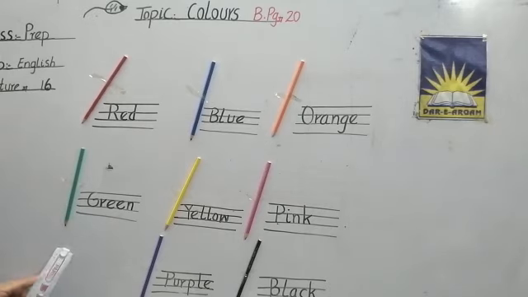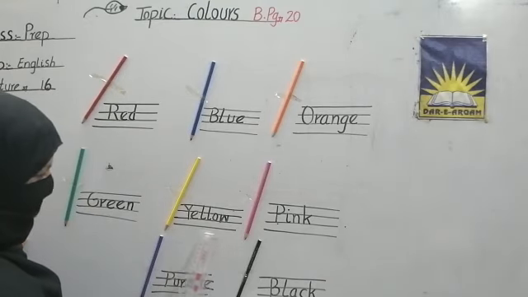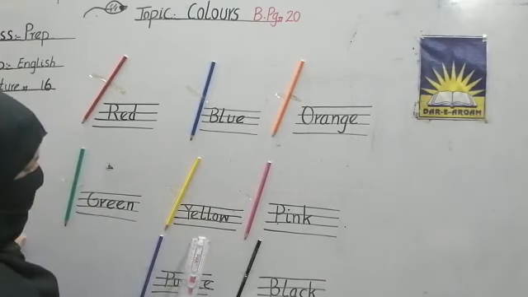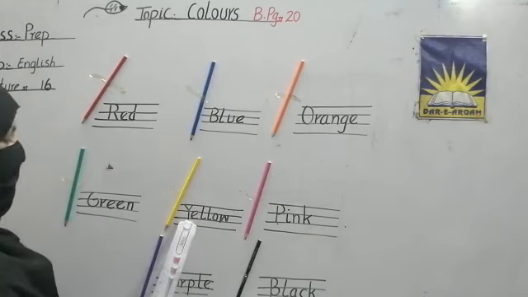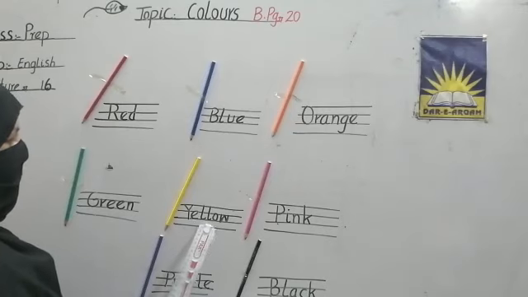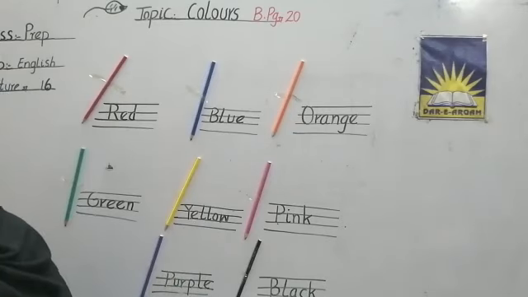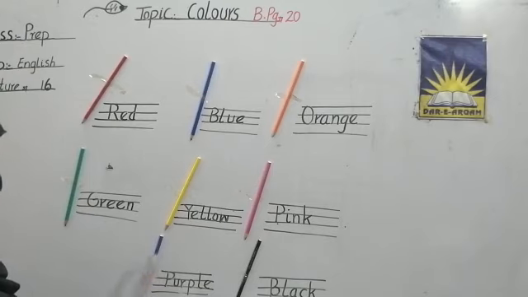This color is green. And what is the spelling of green? Yes, tell me, students, quickly. G-R-E-E-N, green. And next color is yellow. What is the spelling of yellow? Yes, good. Y-E-L-L-O-W. Yellow.